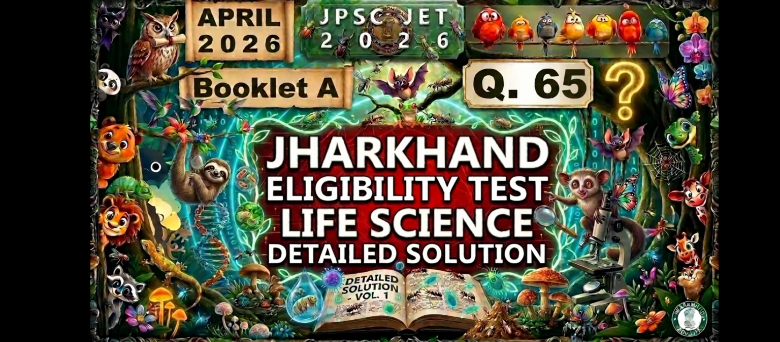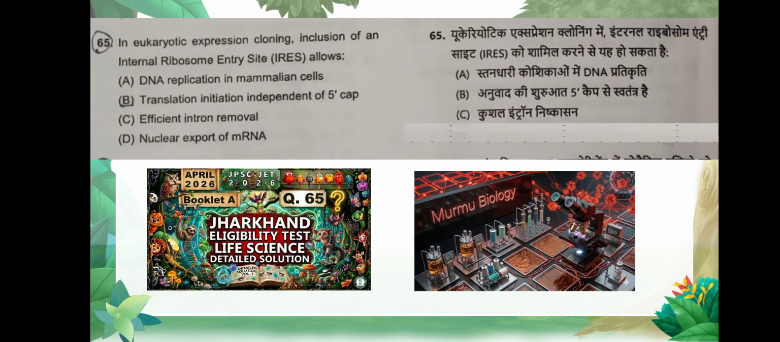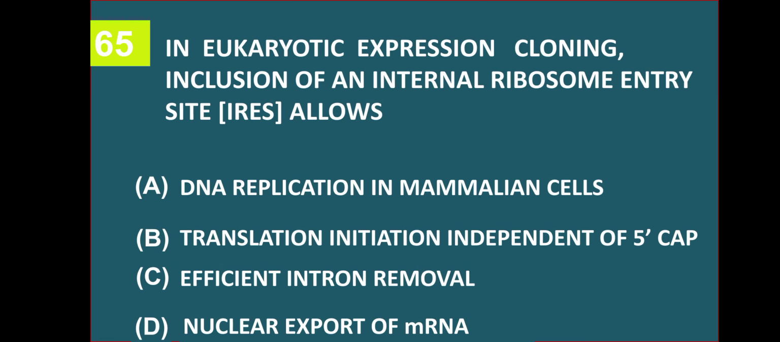Life Science Detailed Solution. We were seeing question number 65, and question number 65 says: in eukaryotic expression cloning, inclusion of an internal ribosome entry site, IRES, allows. Options are DNA replication in mammalian cell, translation initiation independent of 5' cap, efficient intron removal, and nuclear export of mRNA. Okay, let's begin. So this is the question.